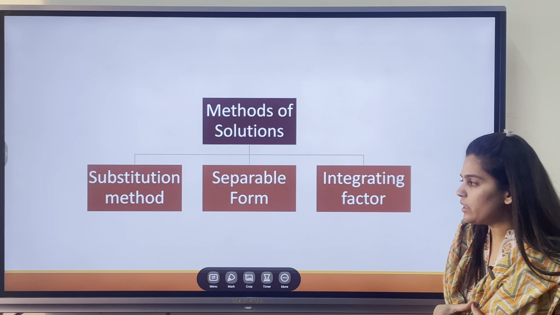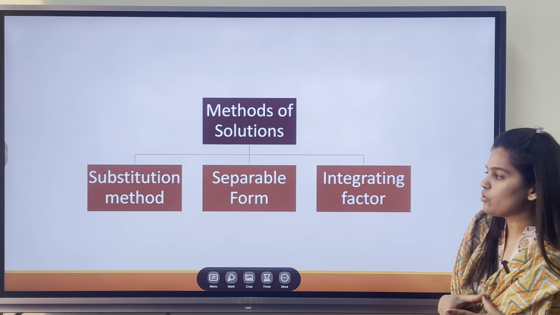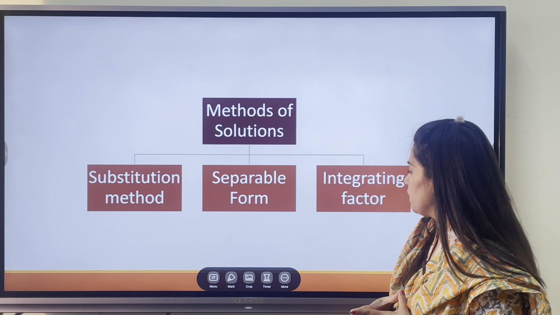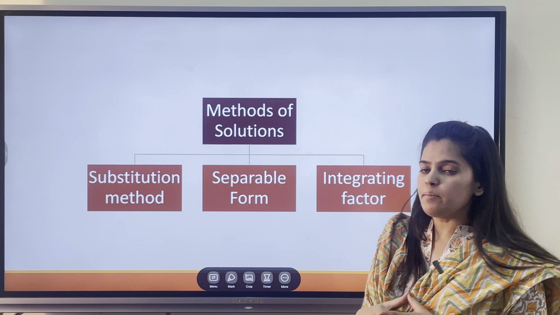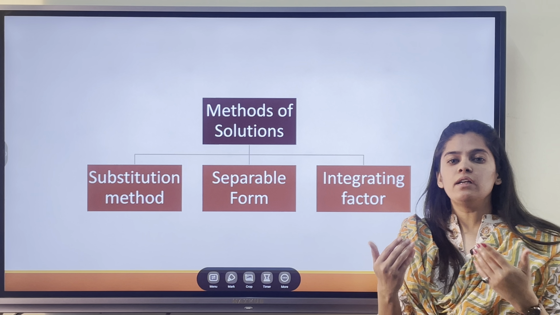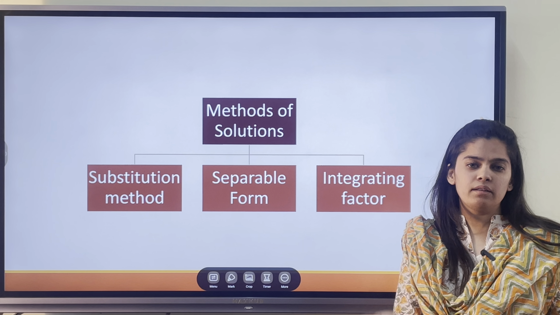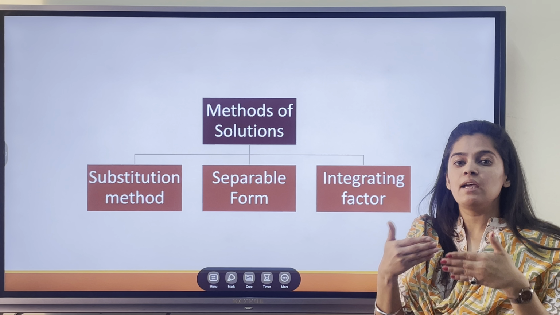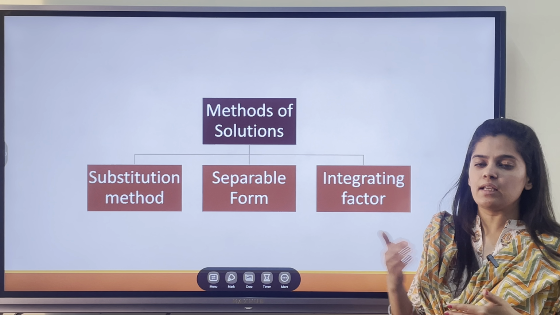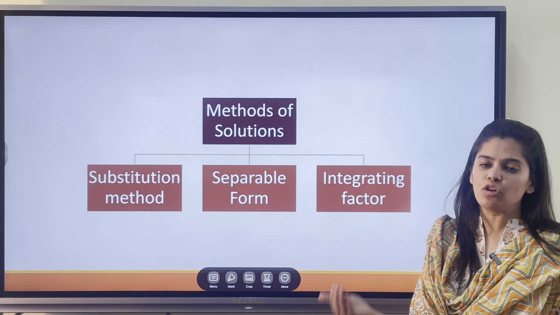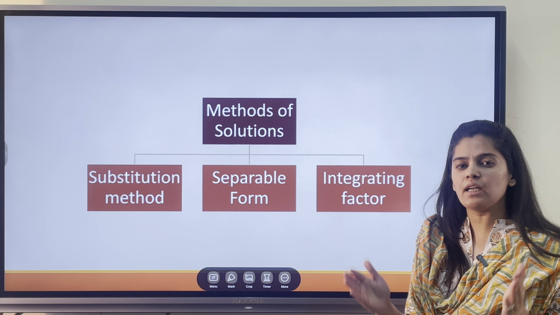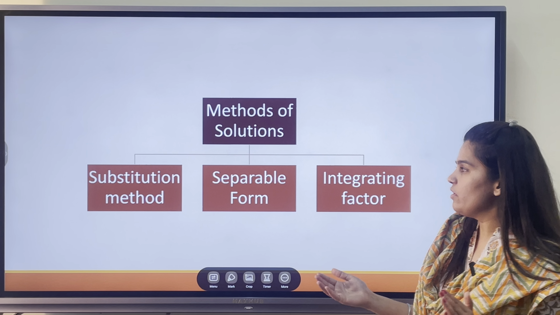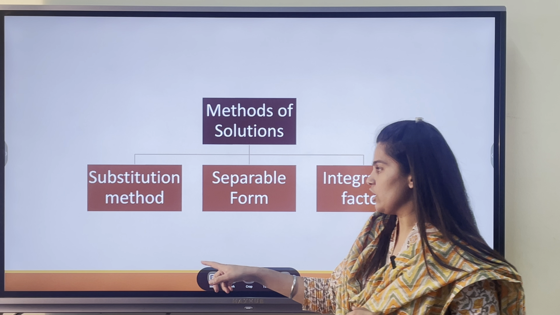Here we have three methods to solve the differential equation. The first is the substitution method, the second is the separable method, and the last is the integrating factor method. In the substitution method, we often replace a variable y with some homogeneous function, for instance, y equals vx. Putting y equal to vx in the entire equation, we convert that function into a homogeneous function, and by separating it and using our integral formulas, we evaluate the solution for the given differential equation.